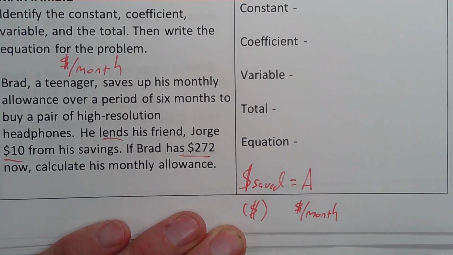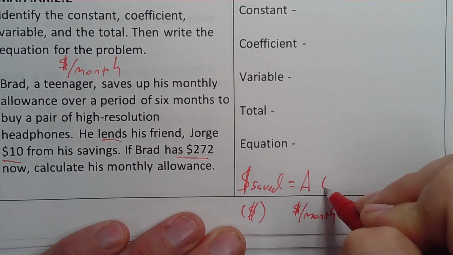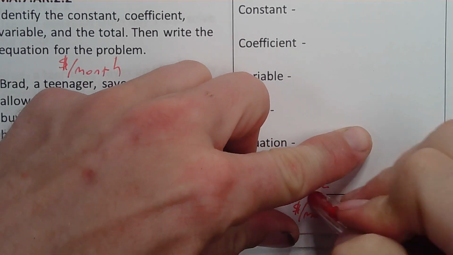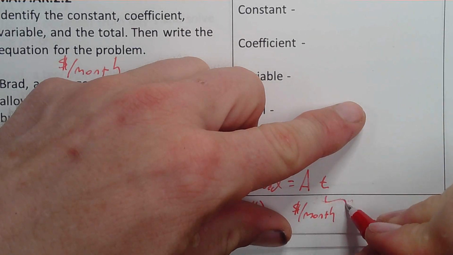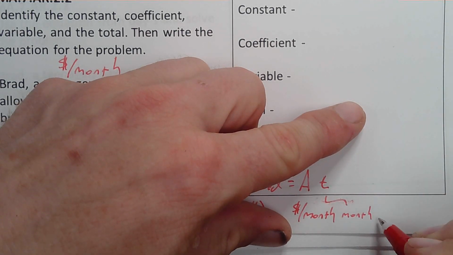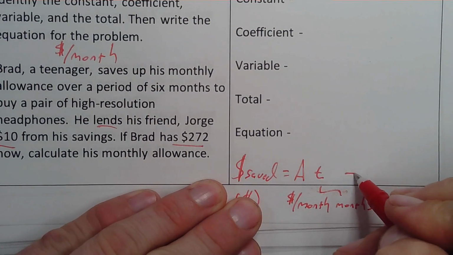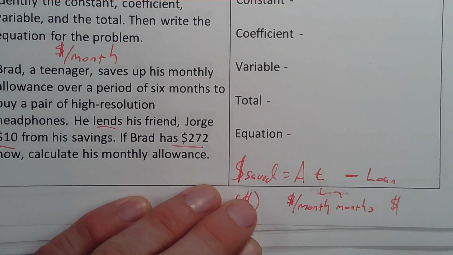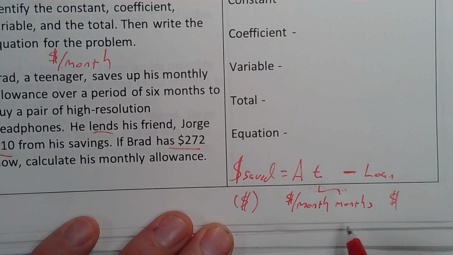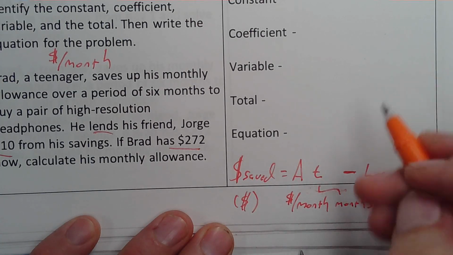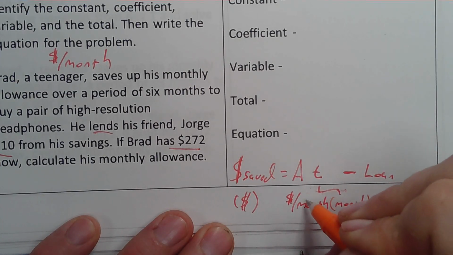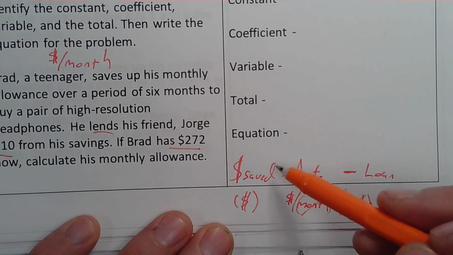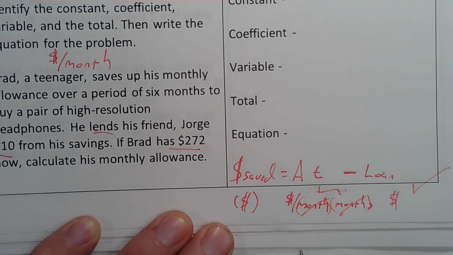Move that up so you can see it. Okay, times time, which is going to be in just months. Okay, and then it's going to be minus the loan, which is going to be in dollars. So if you see here, this is month times dollars per month, so the months will cancel out, and all you'd have left is dollar minus dollar equals dollar, so it passed the unit check.